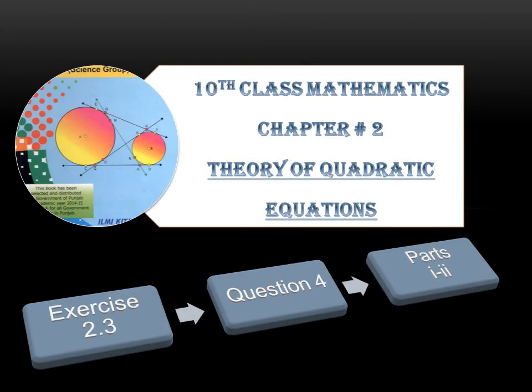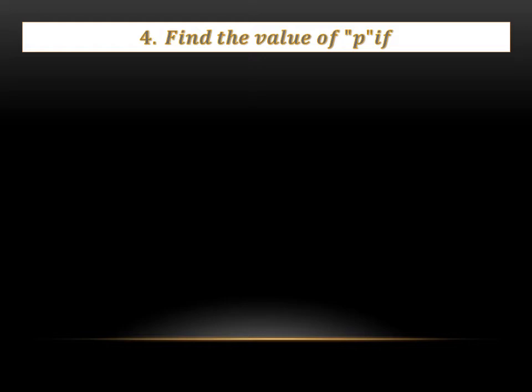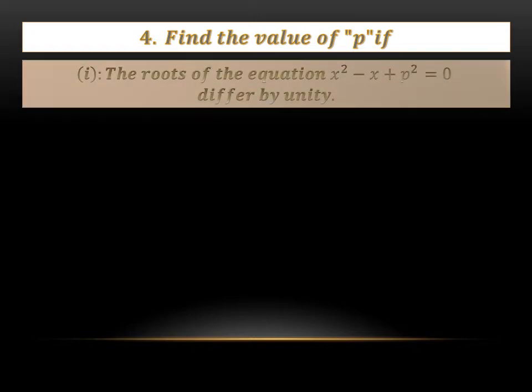In this lecture, you are going to cover exercise 2.3, question number 4, all its parts. Question number 4 states, find the value of p. We are going to find the value of p if part 1 is the roots of the equation x square minus x plus p square is equals to 0 differ by unity. The roots of the equation differ by unity.